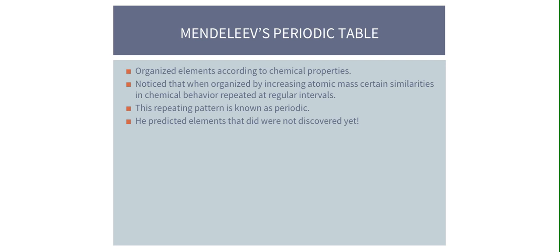And he discovered that when he placed them in order of increasing atomic mass, certain similarities in chemical behavior repeated at regular intervals. So poor guy Newlands was made fun of, and now you have Dmitri Mendeleev who's coming in and doing the same thing, and he's now noticing more patterns. The advantage that Mendeleev had was that he had more elements at his disposal. More elements were discovered at this time frame, and so that's why he had more to observe.